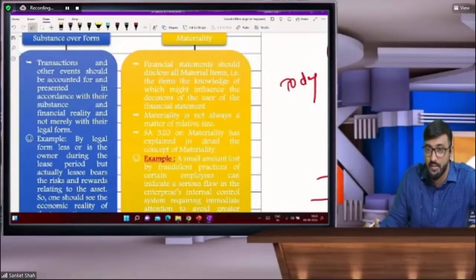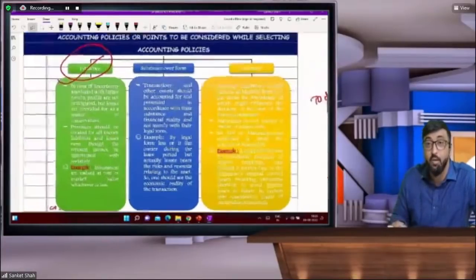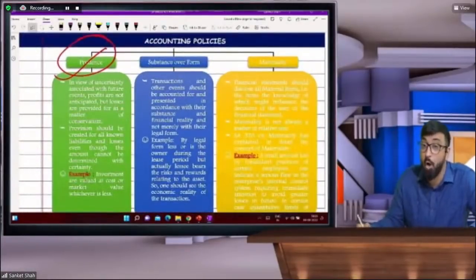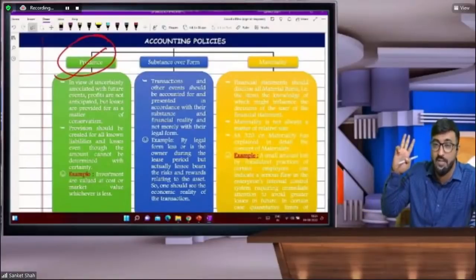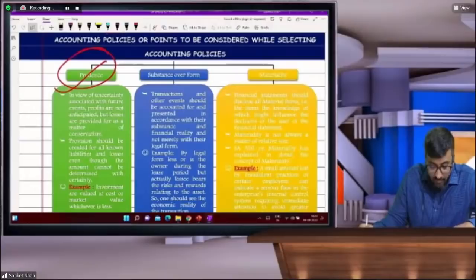So this is a concept while selecting the policy: you have to see whether it is material or immaterial. So while selecting policies, how many points do you have to see? Prudence concept, substance over form concept, and the third one is materiality. So while selecting these policies, very, very important.